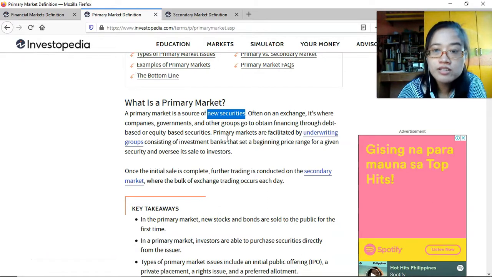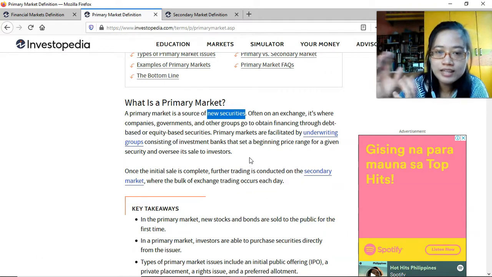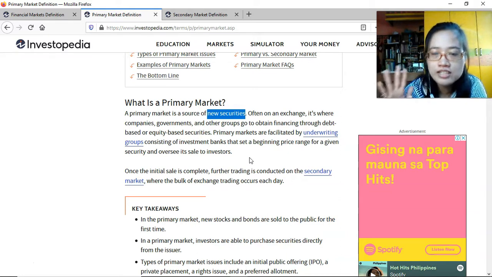Primary markets are facilitated by underwriting groups, normally investment houses, brokers, banks or financial institutions, consisting of investment banks that set a beginning price range for a given security and oversee its sales to investors. Normally, the company or the government would require the services of an underwriter, and it's the underwriter that's going to seek the investors. Normally, they have a clientele or group of clients who are investors seeking companies, seeking government bonds. So it's a little easier for them to find a market for the securities, right?